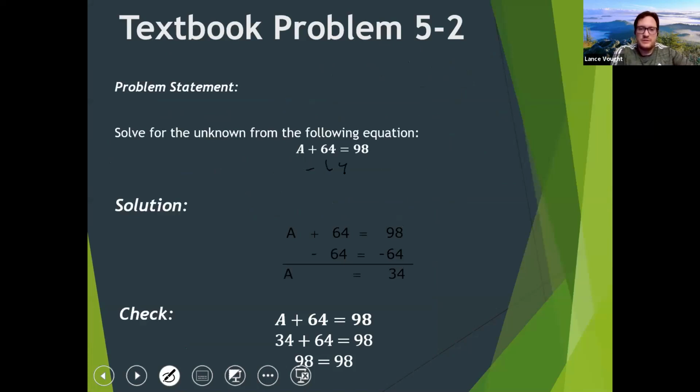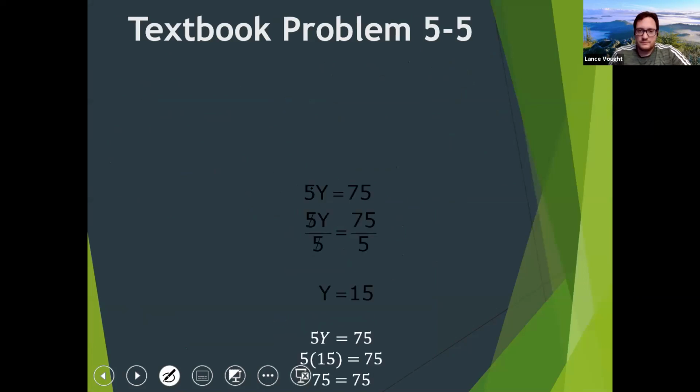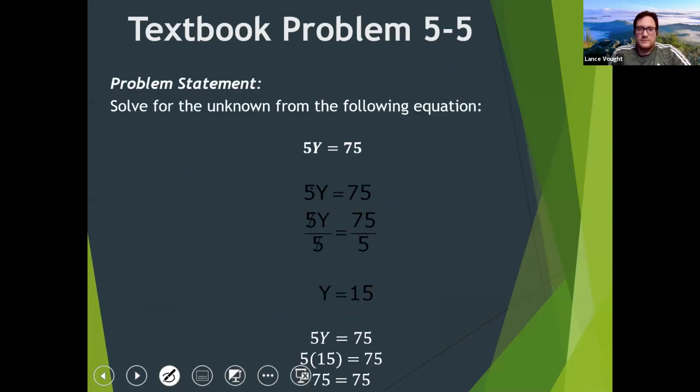Again, use the method of subtraction. Minus 64, you end up with A equals 34. Then you can check it. 34 plus 64 is 98. Then you get the same answer. Y equals 75. And you don't have to do any addition. You just divide by 5. So 5y, you cancel this out. 75 over 5 is 15.